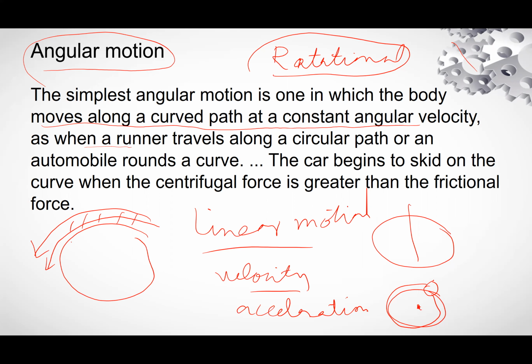The motion of a stone, a car moving around a corner, a satellite orbiting around the earth, the motion of fans, the motion of wheels, the motion of the moon around the earth, all are examples of angular motion.